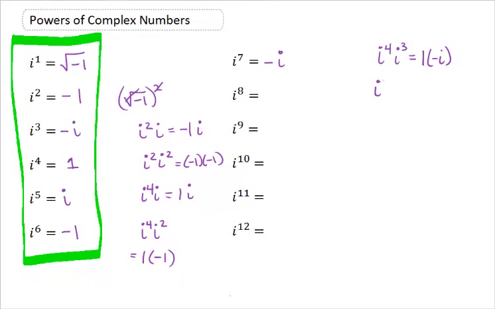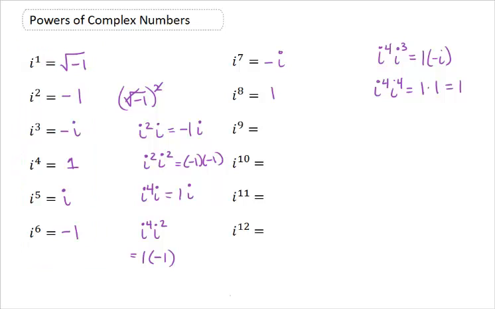i to the 8th, I can write as i to the 4th times i to the 4th. That's 1 times 1, which gives me 1. At this point, you should start to see a pattern. If we look at i to the 1st power, that simplifies as just i itself, and i to the 5th simplifies as just i itself. i squared gives you -1, and i to the 6th gives you -1. i to the 3rd is -i, and i to the 7th is -i. i to the 4th gives us 1, and i to the 8th gives us 1.